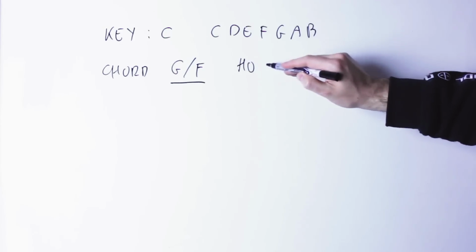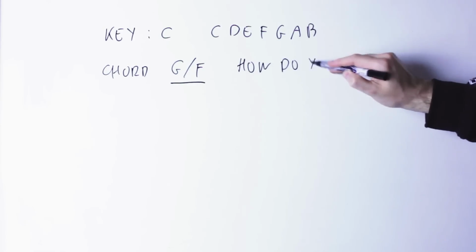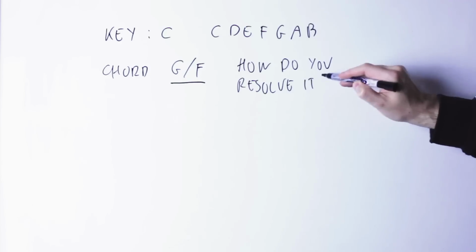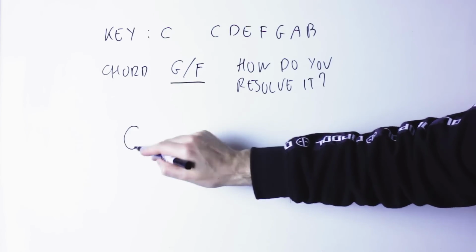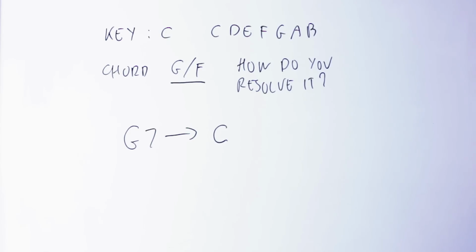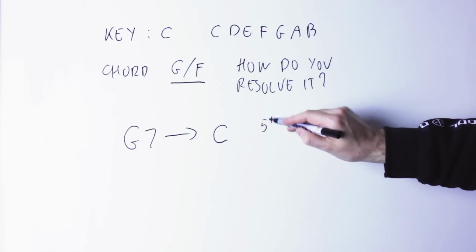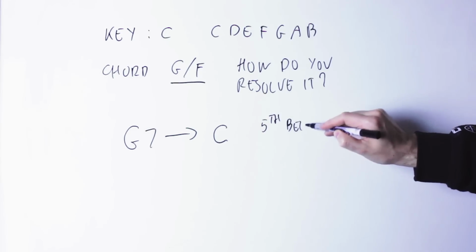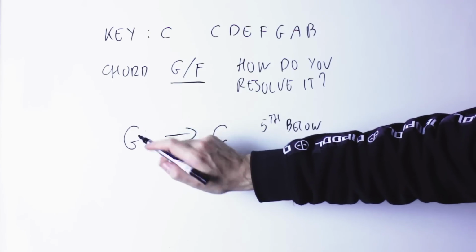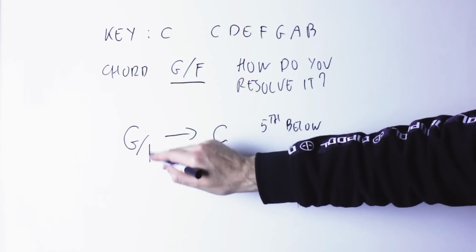How do you resolve a third inversion chord? Well, we know that normally the fifth chord of the key, G7, resolves to the first chord of the key, C major, that is a fifth below. And in general, every chord can move to the chord that is a fifth below in the key. So it seems logical that this G/F resolves somehow to some form of C major.